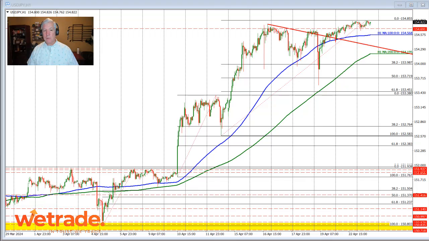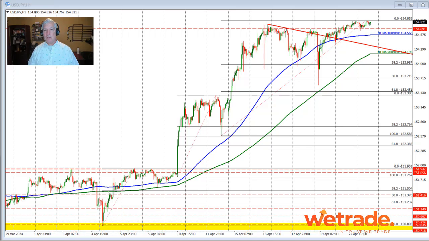If they are to take more control, we need to get and stay below the 100-hour moving average. In trading on Monday at the open, the price did move below that level, but could not be sustained, and we've been above it for every hour since that point. So that 100-hour moving average comes in at 154.56. We're currently trading at 82, so about 26 pips away from that level. So as long as the price remains above the 100-hour moving average, the buyers remain in control.